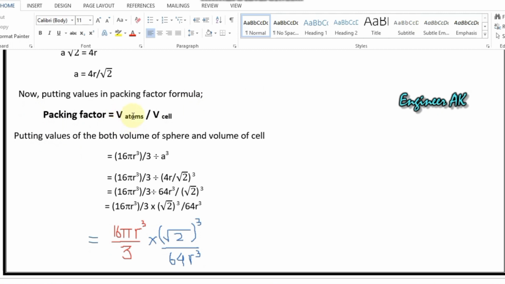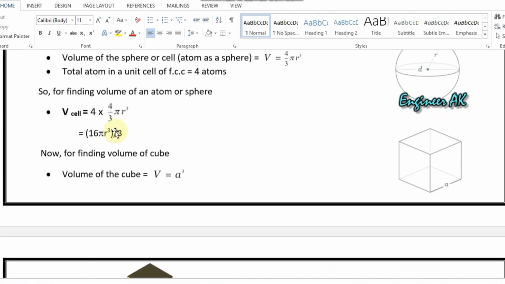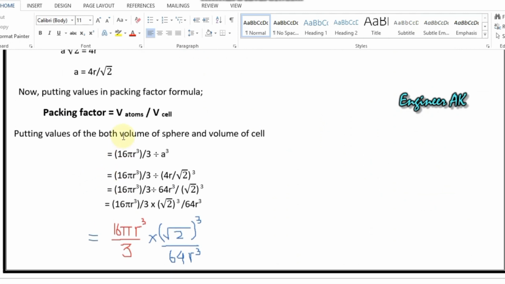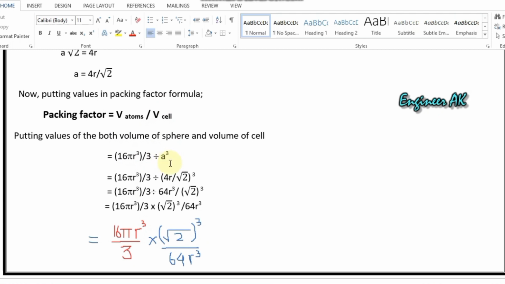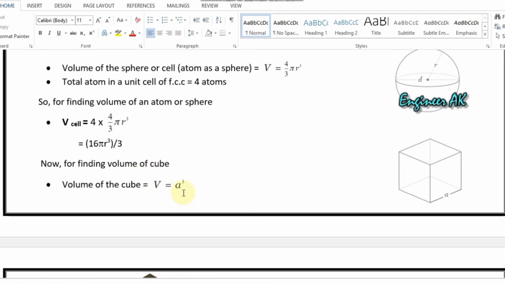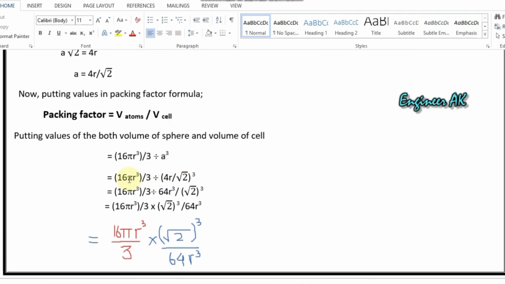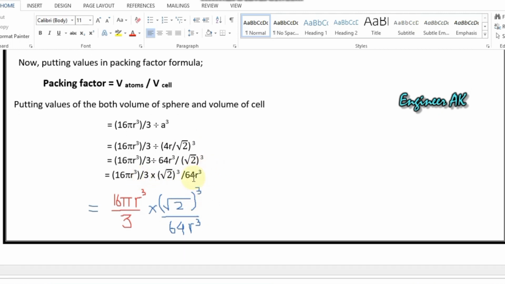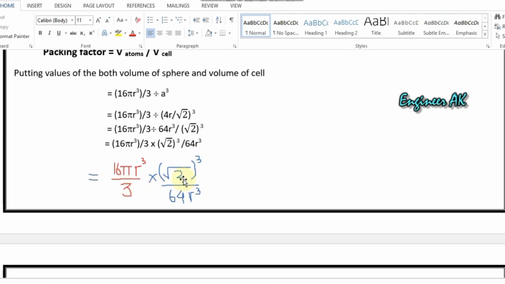The packing factor formula is V is equal to volume of atoms or spheres divided by volume of cell or cube. The volume of atoms we have already found: 16 pi r cube divided by 3, divided by a cube, the volume of the cell. Now plugging in the values, a is equal to 4r under the root 2. If I take the cube of 4, it becomes 64 r cube and under the root 2, whole cube.